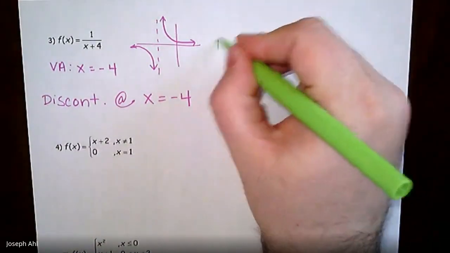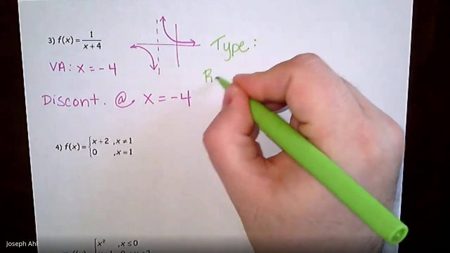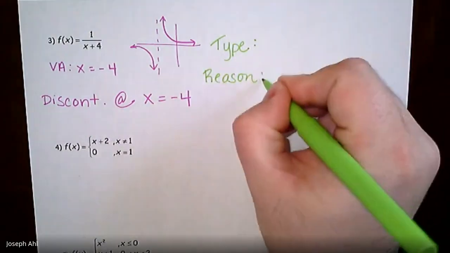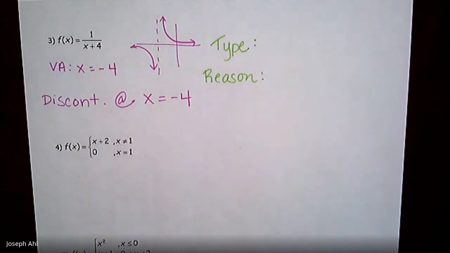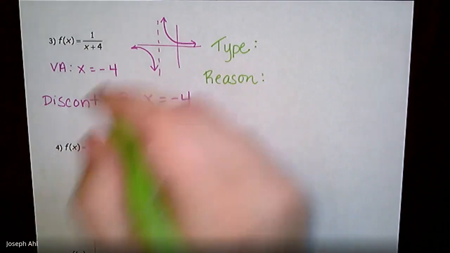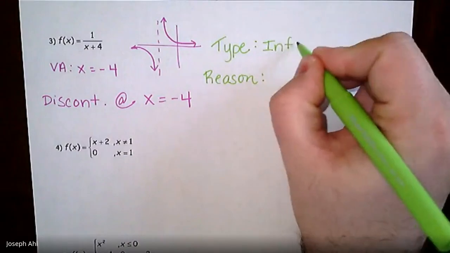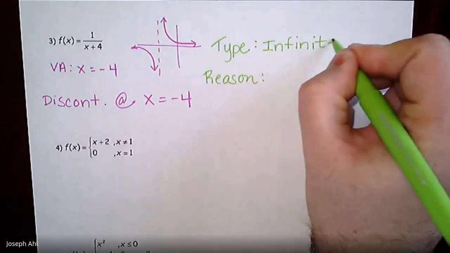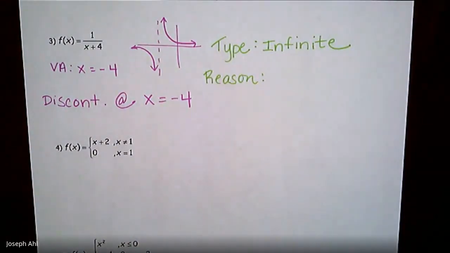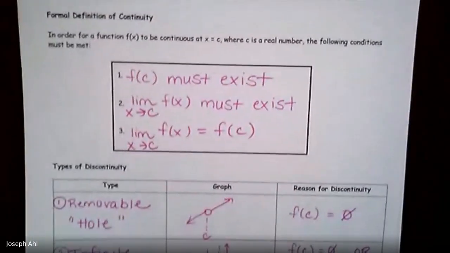But now I want you to tell me two additional pieces. Not only where is it discontinuous, but what's the type of discontinuity? And then what's the reason? Well, the types are removable, infinite, or jump. Infinite is the case where we list it if there's an asymptote that is making it discontinuous there. So the type is going to be infinite. And like I said before, whenever I talk about a reason, I'm going to talk about which of these three rules did we break.